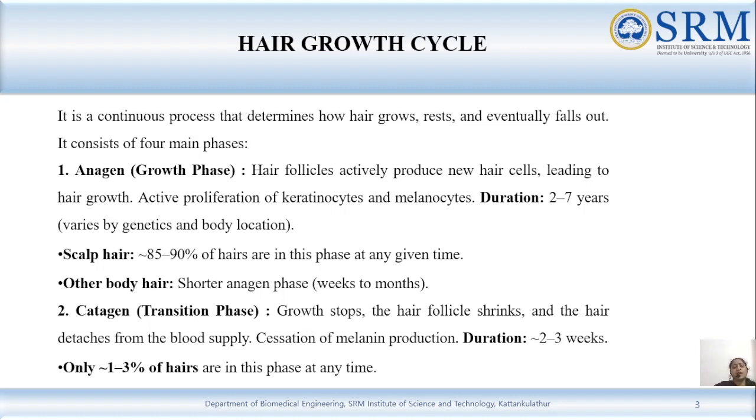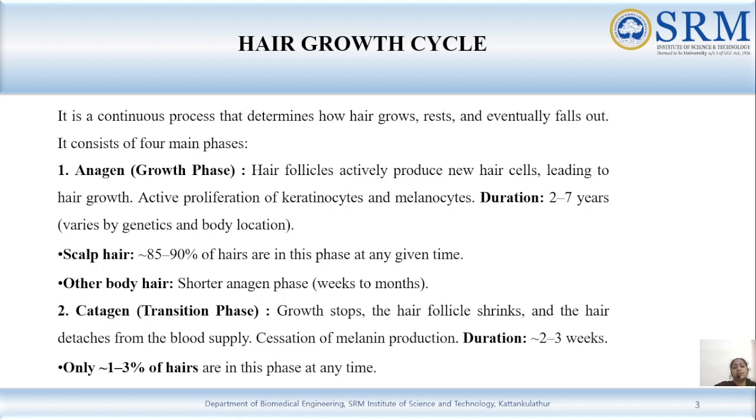Around 85 to 90% of the hair on the scalp is in this phase at most times. During this phase, there is active proliferation of other cells like keratinocytes and melanocytes. Keratinocytes produce keratin, which is the main protein forming your hair. The melanocytes give rise to the melanin pigment, which is what gives the hair its specific shade of color.